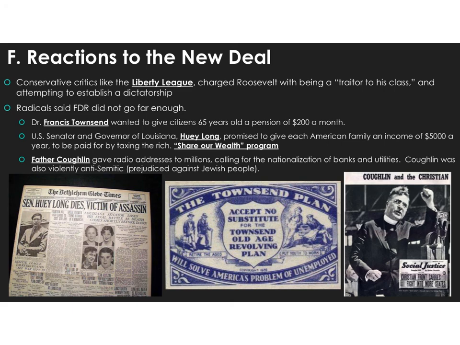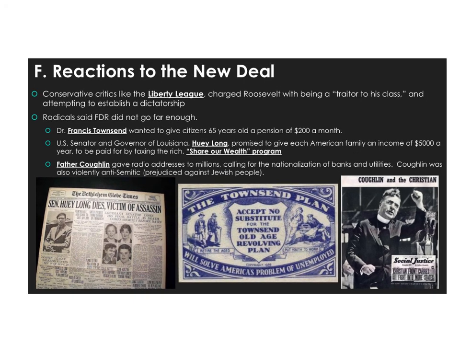So the reactions to the New Deal: there were a few conservative critics, like the Liberty League, who said Roosevelt was trying to become a dictator, trying to control everything. Remember, conservatives like the status quo. They don't like big government. They don't like big government spending. They want to keep that out of it. We see this struggle today, the right versus the left.